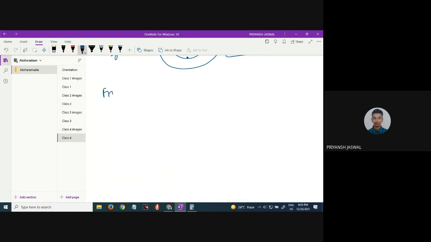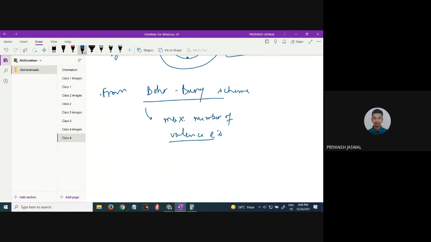Also from Bohr-Bury discussion, or you can say Bohr-Bury scheme, we conclude from one of the rules that the maximum number of valence electrons, that is electrons in the outermost shell, is equal to 8. It cannot exceed 8. So this is another condition for valence electrons. You can say that the maximum number of these can be 8.